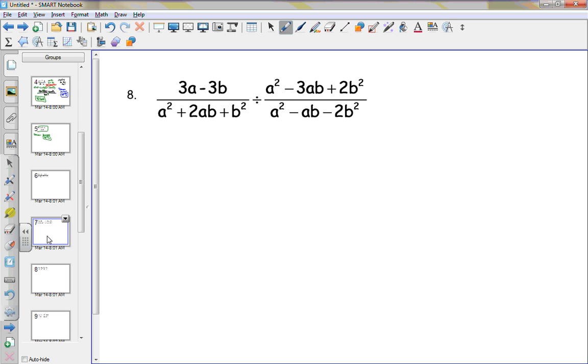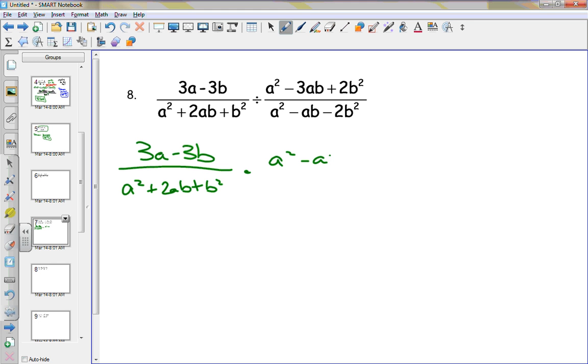How many of you did not like number 8 because there are 2 letters in it? Okay, well, what do you notice you have to do first with number 8? Flip the second fraction. So what you're actually going to have here is 3a minus 3b over a squared plus 2ab plus b squared times a squared minus ab minus 2b squared all over a squared minus 3ab plus 2b squared. All I did was flip the second fraction and change the division and multiplication.